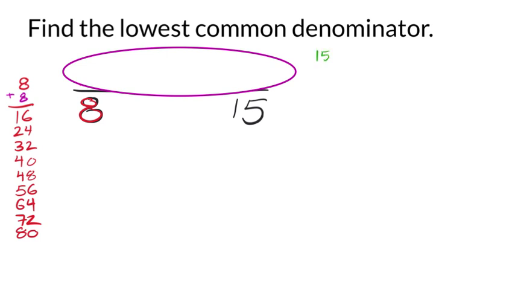So 15, that'll be my first multiple. I'll put a check next to it. Plus another 15 will be 30. Plus another 15. I'm skipping a little bit of the math. Hopefully that's okay. 0 plus 5 is 5. 3 plus 1 is 4. So there's my third multiple. Is there any matches? Nope, they're close, but we're not there yet.